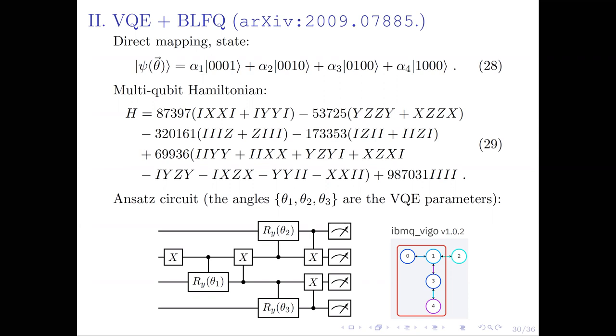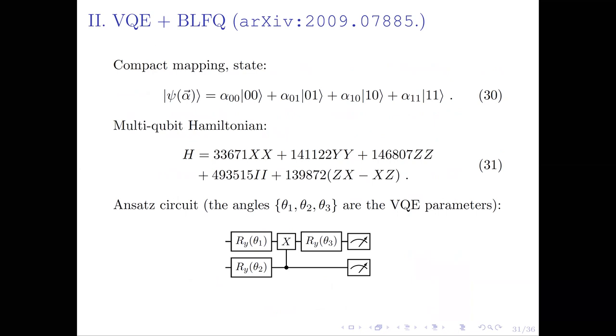And on a quantum computer, we would use the following circuit as an ansatz circuit. So the circuit you see here, in fact, allows you to prepare an arbitrary superposition with real coefficients of the form 28. Now, this particular circuit cannot be generalized to the multiparticle case, but we know the solution for the multiparticle case, called unitary coupled cluster.